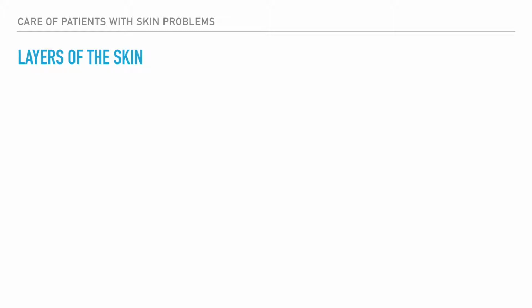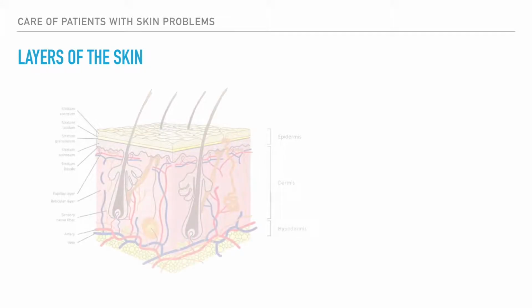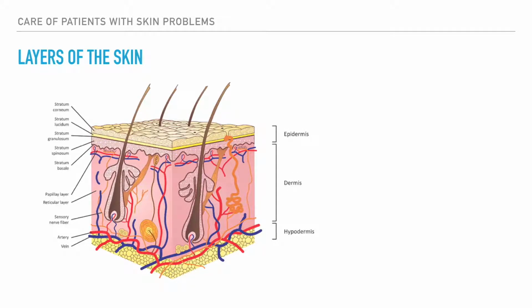So first of all, let's take a look at the layers of the skin. And here we have a picture of the skin, and I want you guys to pay special attention to the top left. And that layer that you see there, it's called the stratum corneum. And this is going to be very important because most of the changes that we're going to see with skin dryness are actually going to show up in that layer on top. Okay, so I want you guys to keep that in mind.